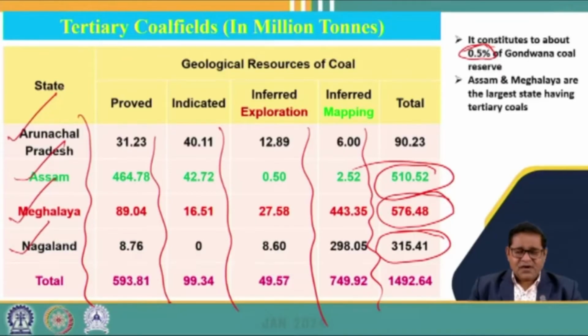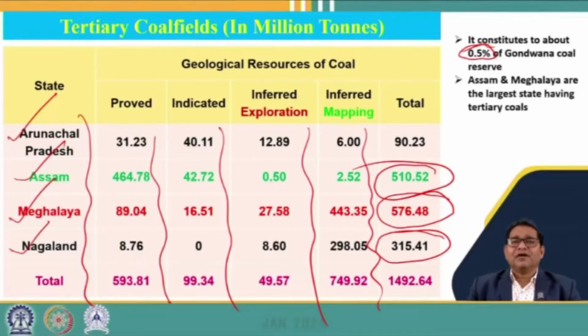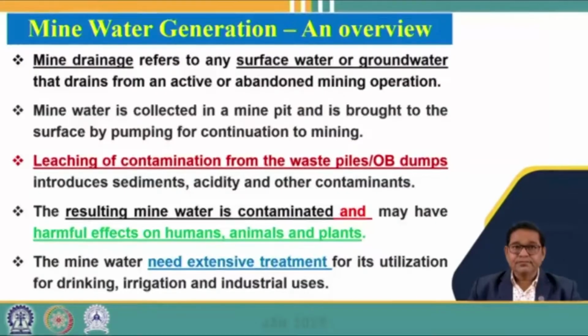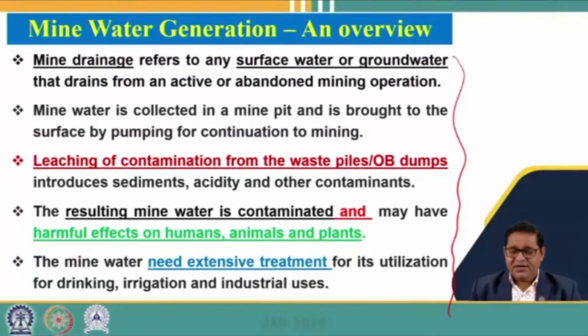The Gondwana coal field results in mine water which is slightly less polluted compared to the mine water generated from the tertiary coal field, because that water is acidic in nature and dissolves a lot of heavy metals present in the coal fields. That basically makes the water much more contaminated compared to the alkaline mine water. So this is about how mine water is generated.